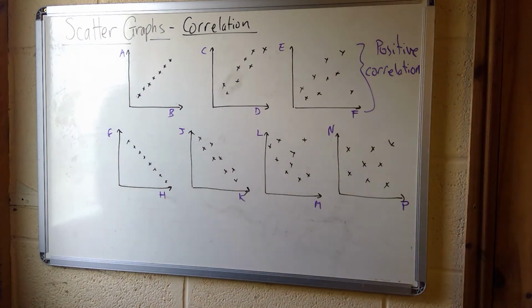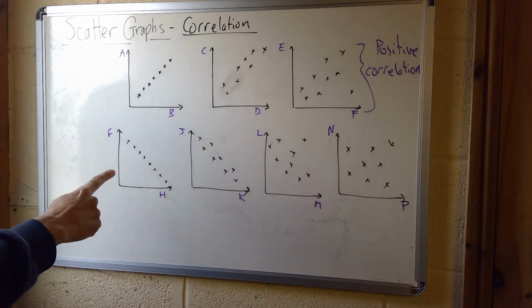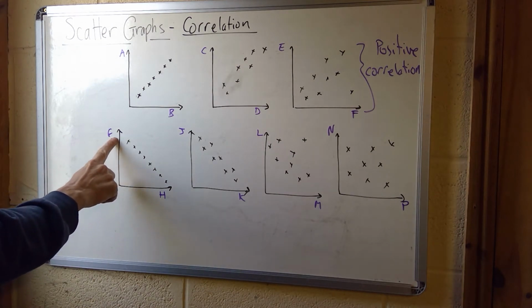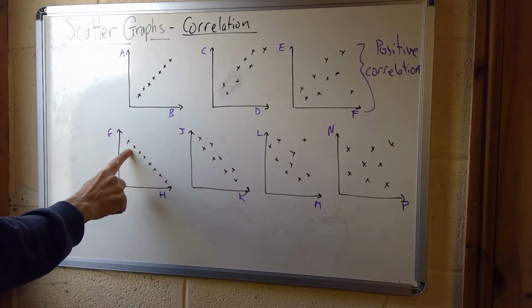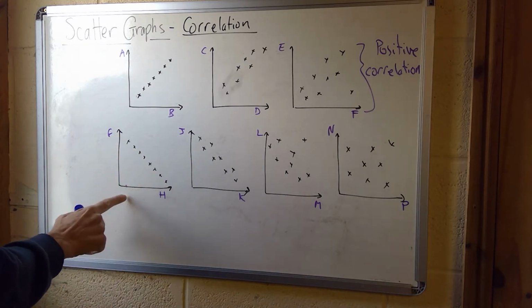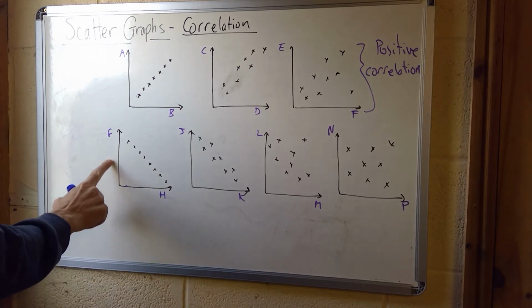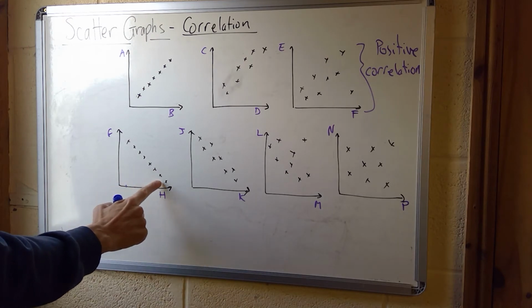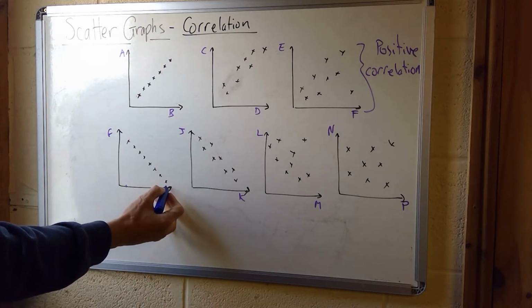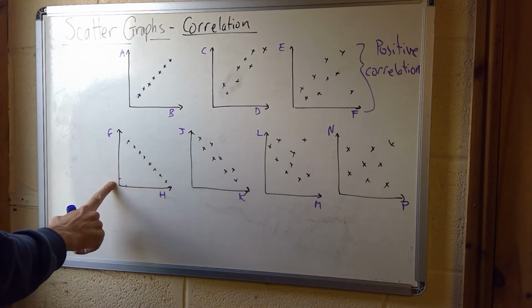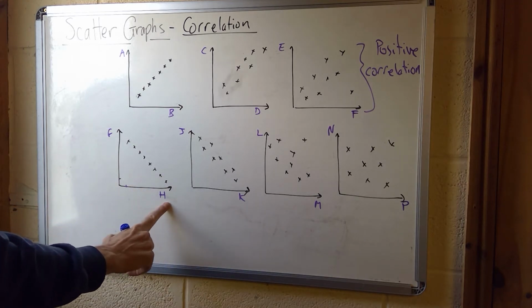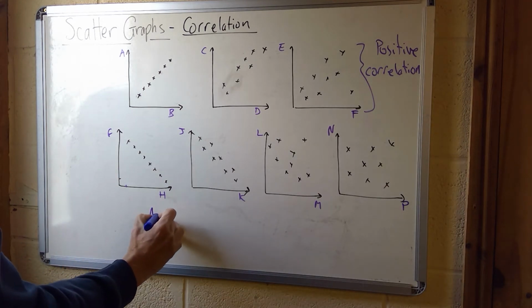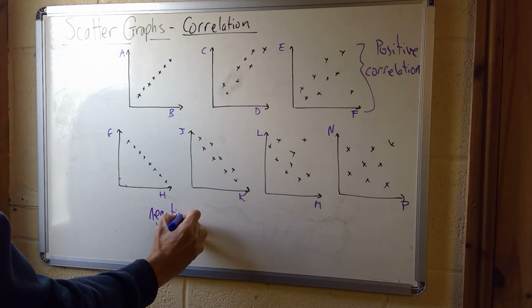The next 3 scatter graphs all exhibit negative correlation. So if you look at this one here, as variable G increases, so as you get a high value of G, you've actually got a low value of H. So as G increases, H decreases. When you get a high value on the H axis here, you've got a very low value on the G axis. So as H is high, G is low. This is what we call negative correlation.